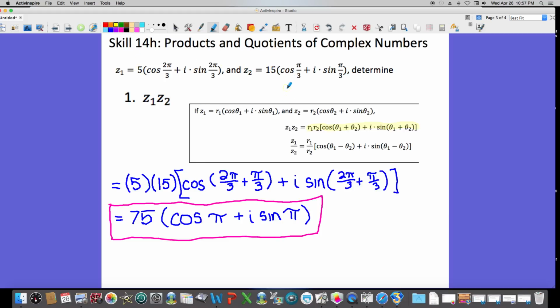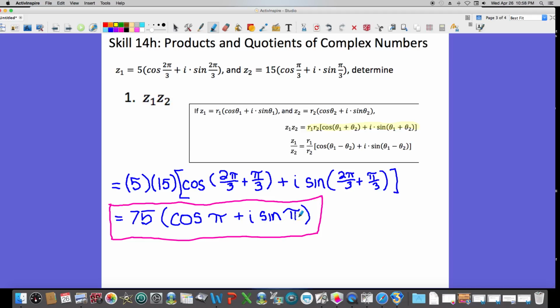Now our formula says to add the two angles together. These radian measures are really nice to add together because they have a common denominator. 2 pi over 3 plus pi over 3 is 3 pi over 3, which is just pi. And so you have cosine of pi plus i times the sine of pi. Well, the cosine of pi, look at the angle pi, look at the x-coordinate. Excuse me, it's negative 1. The x-coordinate is negative 1.